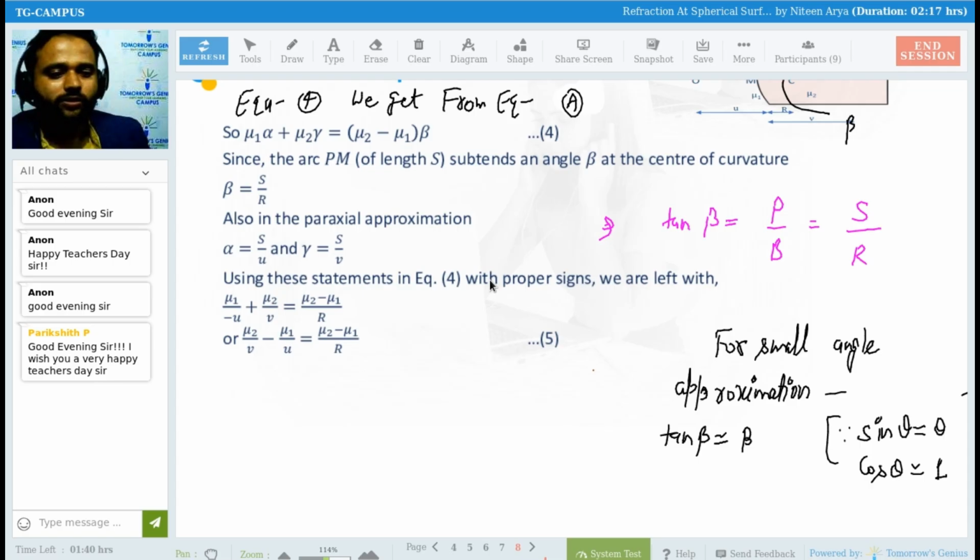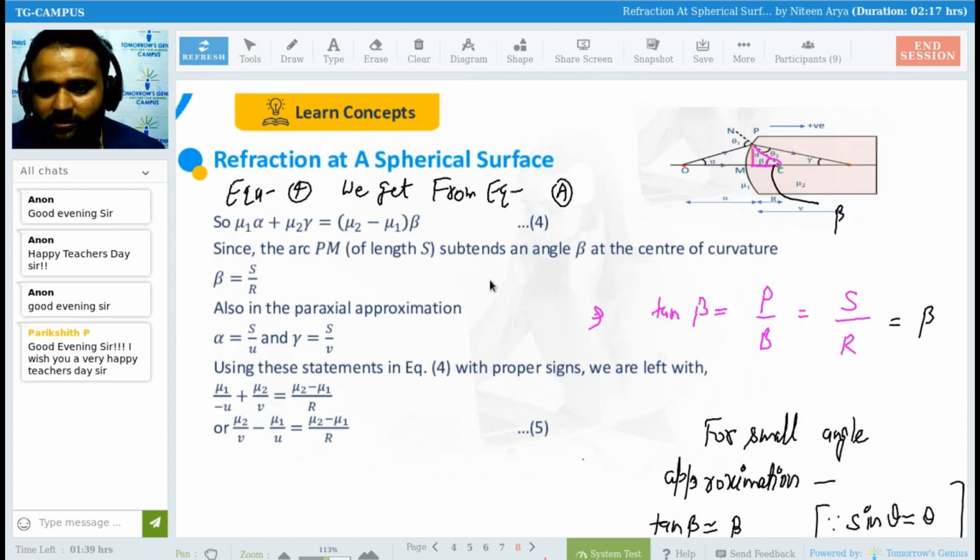Is this clear, everyone? In this way we can put tan beta equals beta simply, which is perpendicular upon base. This perpendicular is different and this beta is different. Beta is the angle here, the perpendicular is the arc, or the length of arc S, and the base here is the radius of curvature. This is the base, the radius of curvature, and that is the perpendicular.